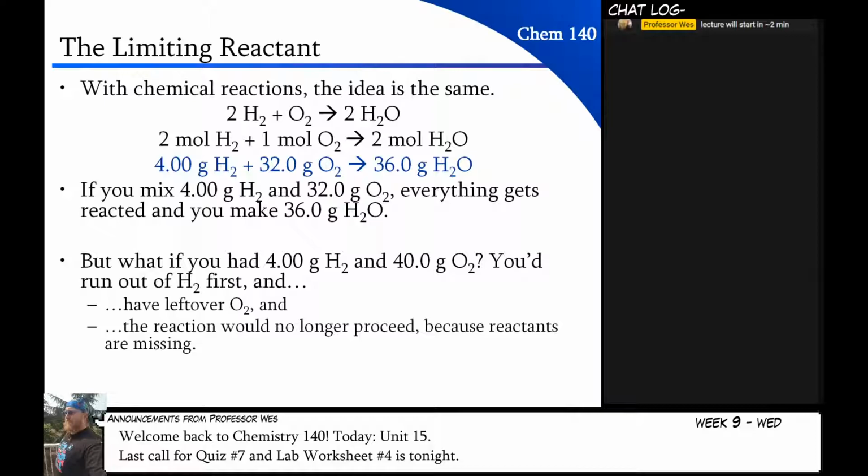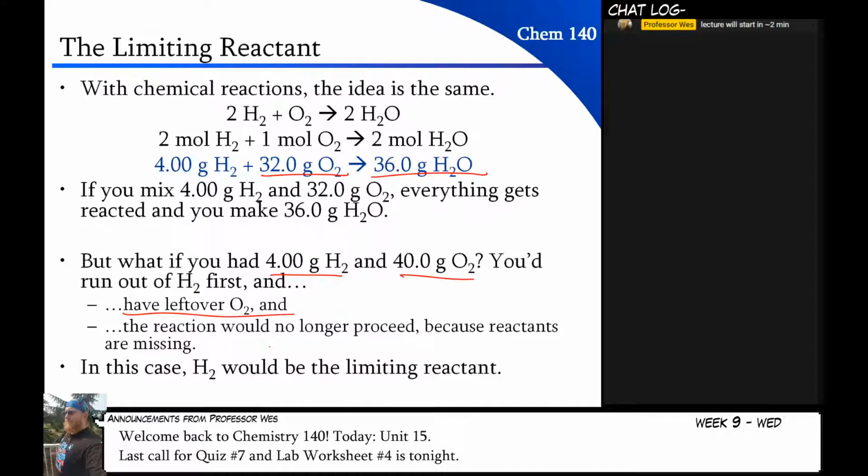for example, I put in 40 grams of oxygen instead of the 32 that was needed, then what would happen is I would use up all this hydrogen, and I would still make 36 grams of water. But the remaining oxygen would just hang out. It's left over. And once I'm out of hydrogen, I can no longer continue the reaction. The reaction is done. There's nothing else to make. So in this case, hydrogen is the limiting reactant.